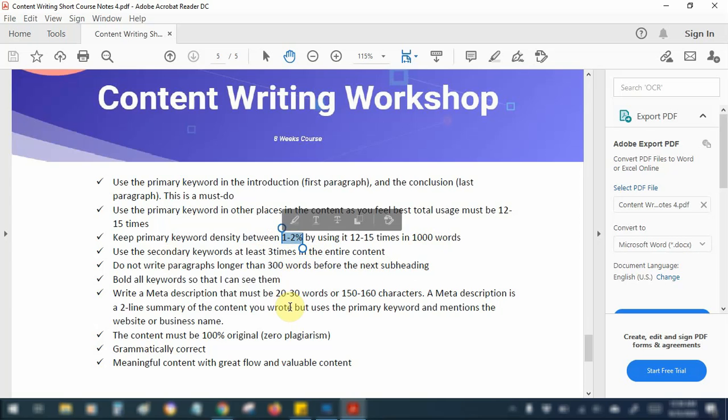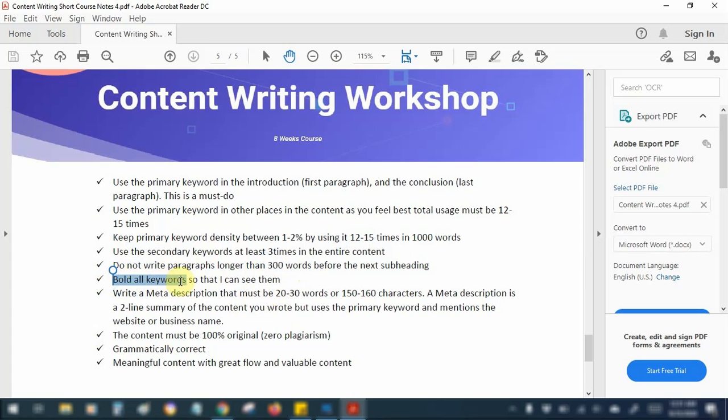So after placing your primary keyword in the main title, in the first paragraph, in the conclusion, and in at least one subheading, you're left with 8 to 9 more times of using the keyword. So use it anywhere else in the content as you feel fit, as long as it's not standing out awkwardly and senselessly. And like I said, do not write any paragraph longer than 300 words. Always add a subheading so that you break it down. Ideally 200 words is good enough. After every 200 to 250 words, include a subheading.